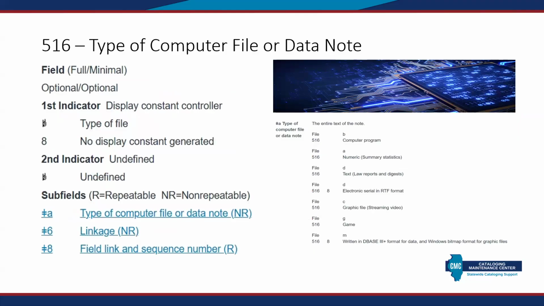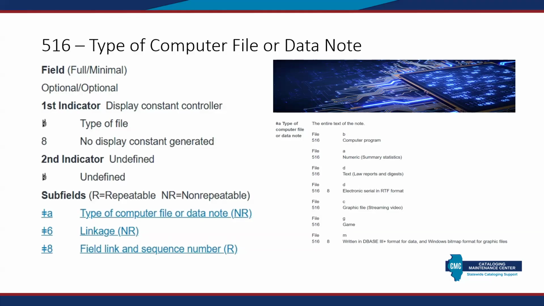The 516 is the type of computer file or data note. There is only a single subfield in the 516, but we can set the display constant controller in indicator 1. Indicator 2 is undefined. Leaving indicator 1 blank will display a constant of "Type of file" before the note. Use 8 in indicator 1 to omit the display constant. A broader term might be used here, such as computer program or game. You can see the examples on the bottom right: for the graphic files, computer program, numeric, etc., or the last one written in dBase 3+. Just lets you know what sort of files we're dealing with here.